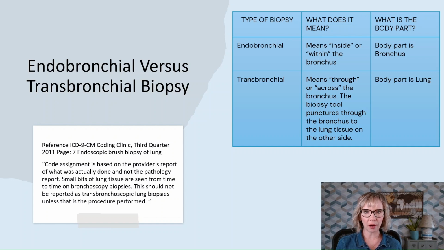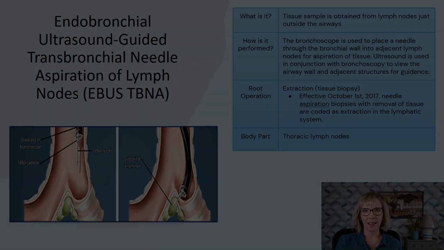With a transbronchial biopsy, the biopsy tool actually punctures through the bronchus to the lung tissue on the other side to collect the sample. Some coders like to view the pathology report to help them determine the type of tissue biopsied, but keep in mind that small bits of lung tissue are seen from time to time in the pathology taken from bronchoscopic biopsies, so code assignment is based on the provider's description of what was actually done and not the tissue seen in the pathology report.